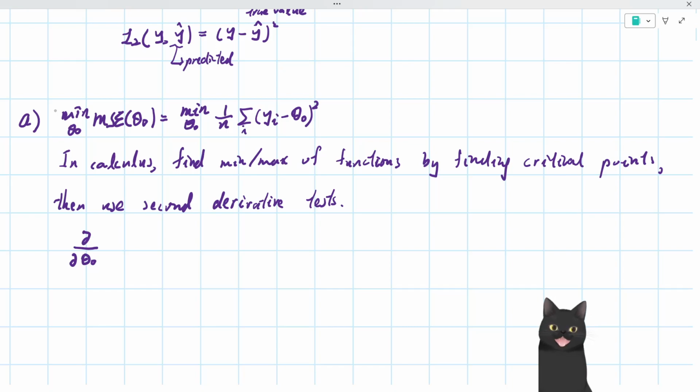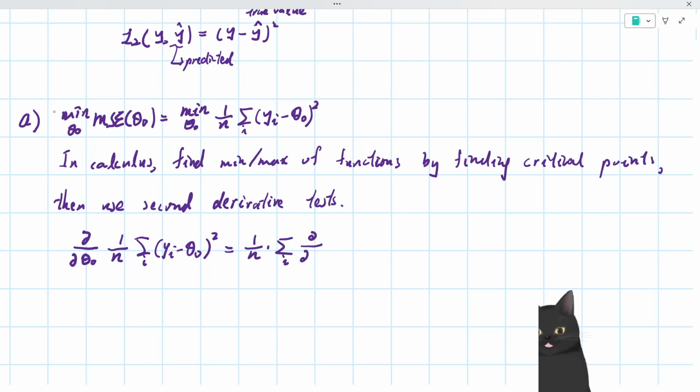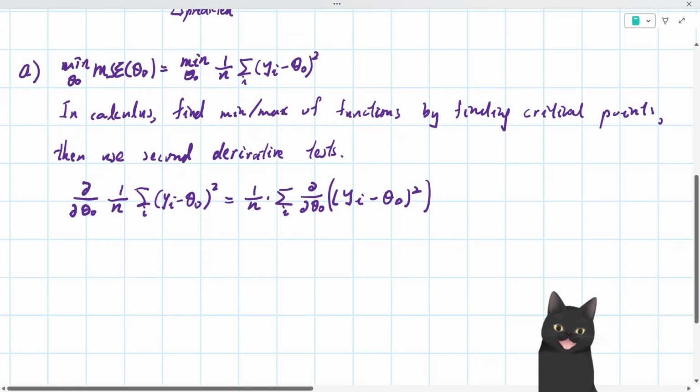Partial derivative means we take the derivative of a function only based on one variable, and we keep every other variable constant. We should also pay attention to the fact that derivatives can be added together. What I specifically mean is that the derivative of 1 over n times the summation is actually equal to 1 over n times the sum of the derivatives with respect to theta naught of (yi minus theta naught) squared. This is probably already covered in Math 1A or some preliminary stage of Math 53.